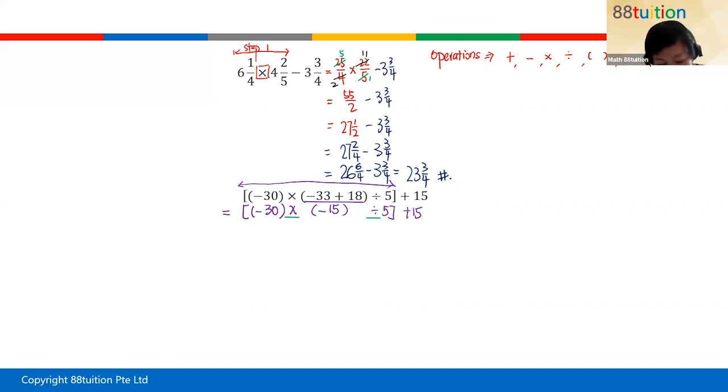Will you be able to help me with this? I have a multiply and a division inside the bracket, because I'm now focusing on whatever is inside. What can I do first?